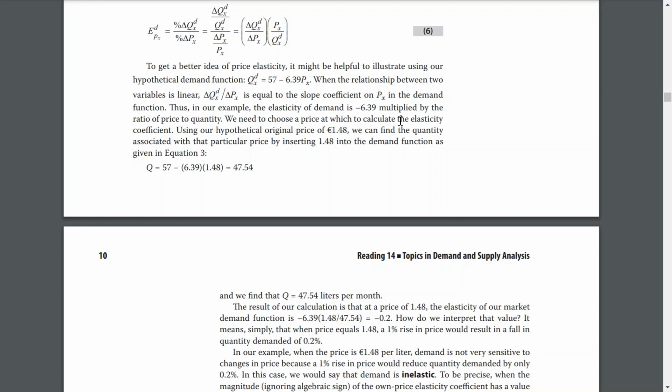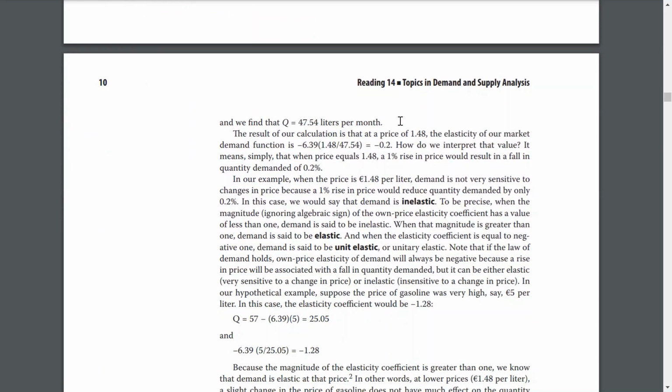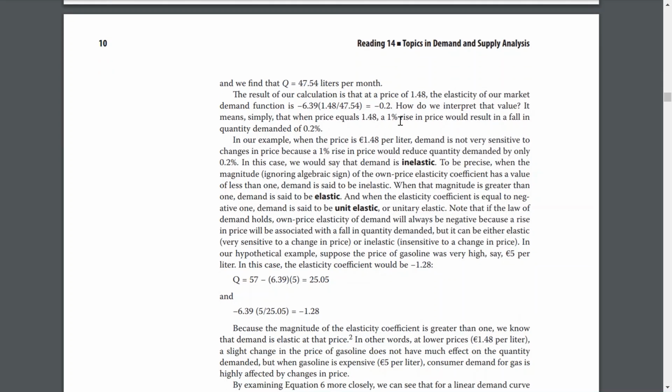Using our hypothetical original price of 1.48, we will find the quantity associated with that particular price by inserting 1.48 into the demand function as given in equation 3. So let's just insert it into the function, and we will find that Q equals 47.54 liters per month. As the result of our calculation, at the price of 1.48, the elasticity of our market demand function is therefore negative 0.2.